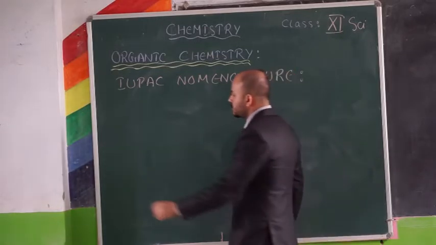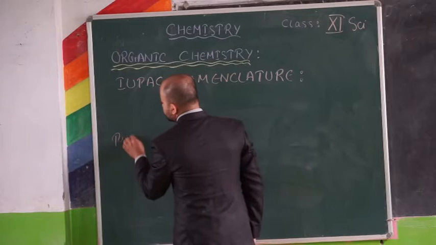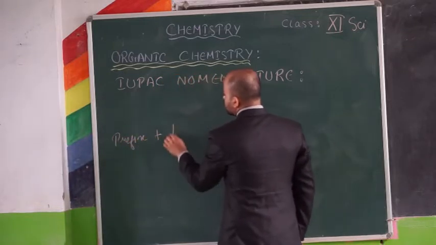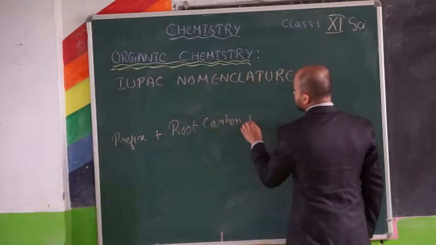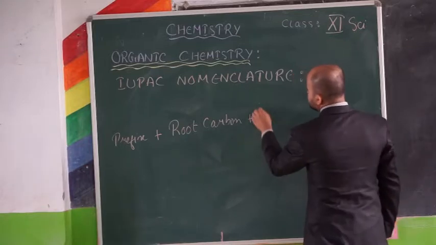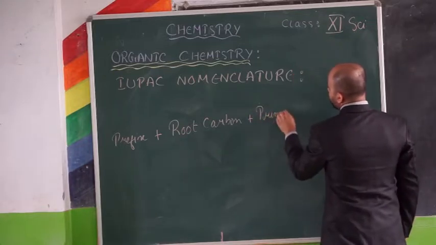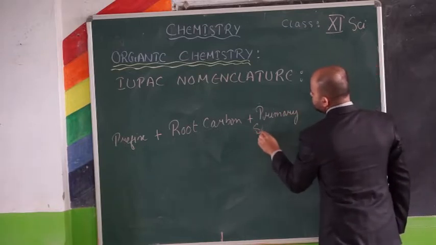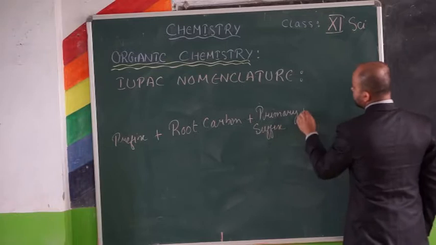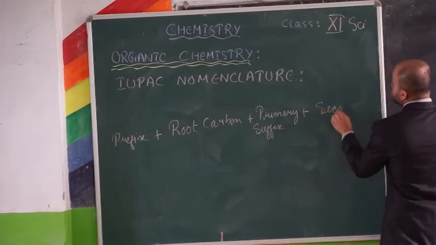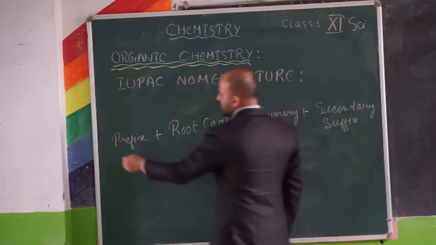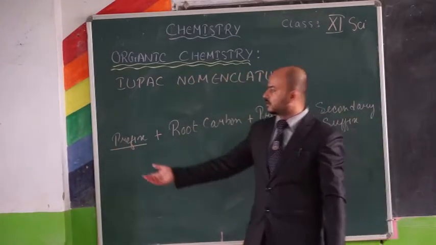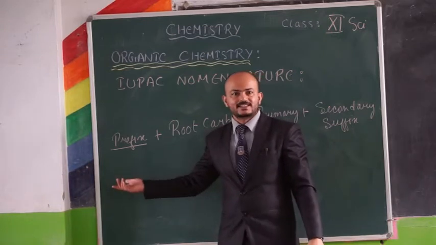At the beginning you have to write the prefix. The prefix is written first, then comes the root carbon, after the root carbon you have to write the primary suffix, and after that you have to write the secondary suffix. So in the prefix part, the alkyl group and the halo group come, which you have learned in class 10.